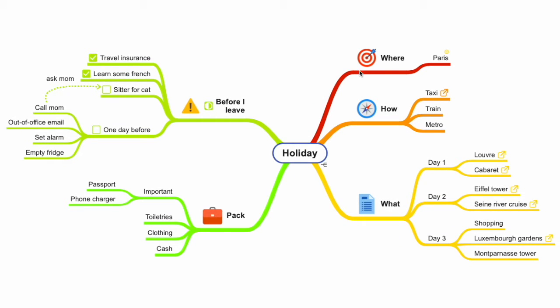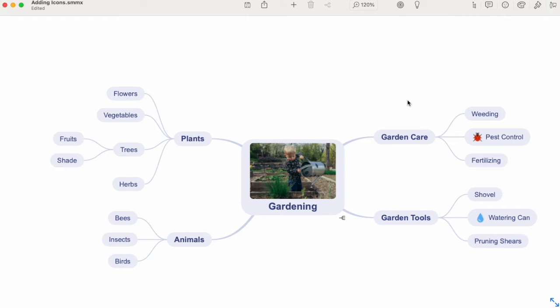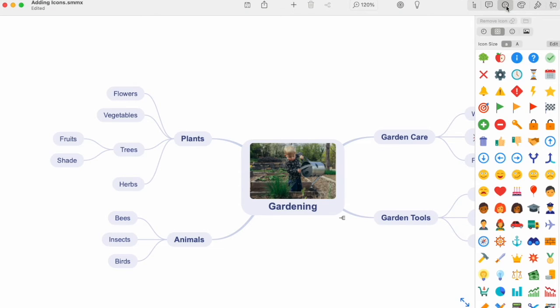In this chapter, I'll explain how to add icons in topics. Icons make your mind map visually more engaging and can make your topic stand out. Let's add some icons. On most platforms, start by showing the icon inspector like so. Select the topic and click the icon you want to add. Let's add an apple to fruit.